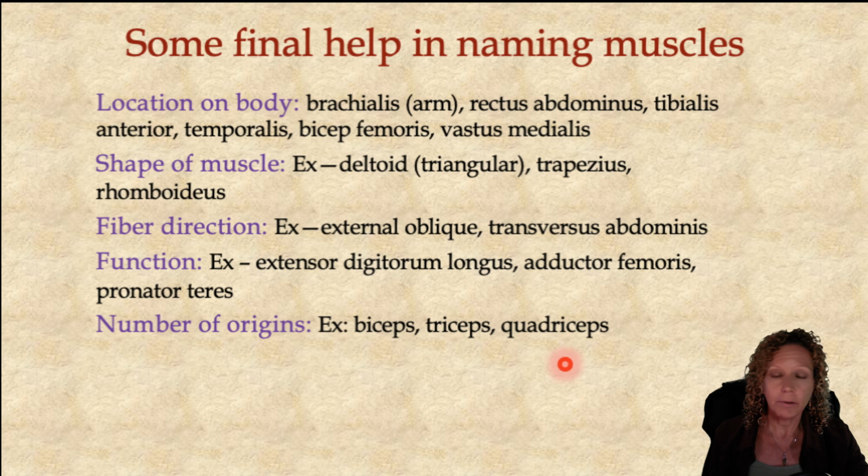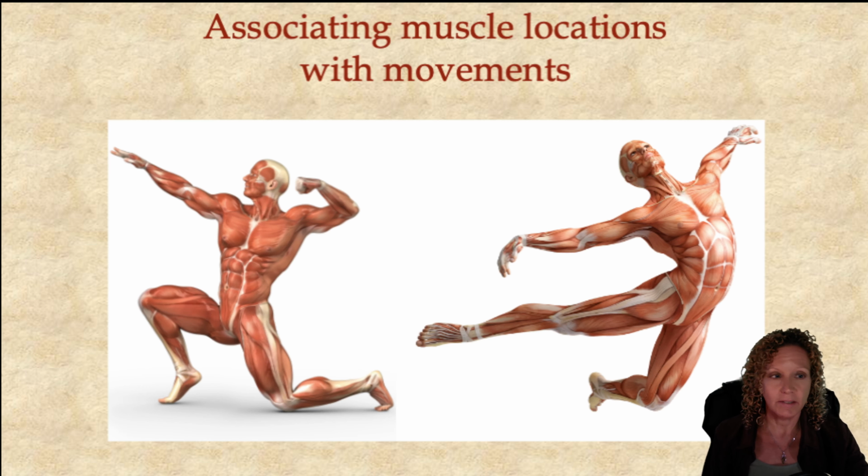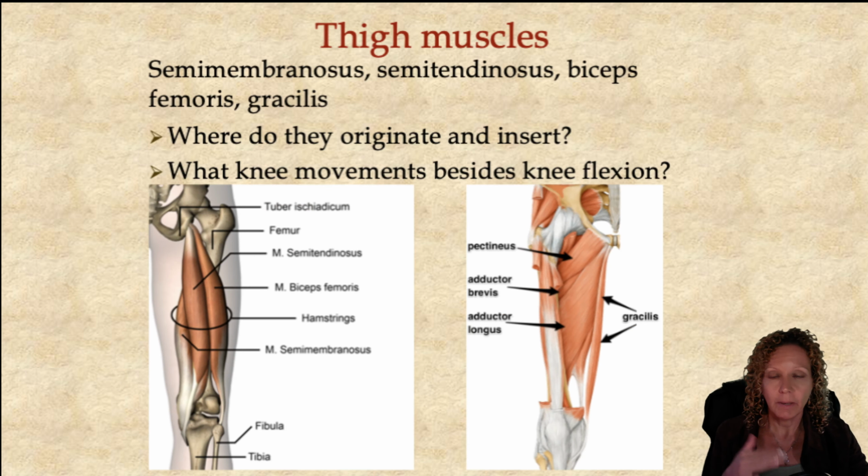And then the number of origins, and that's how we get biceps, triceps, and quadriceps, that they'll each have different names, although for the biceps, we don't learn the different heads, but for the triceps, we learn the different heads, and for the quadriceps, we learn the different heads, and they get different names, and they seem quite separate from each other.